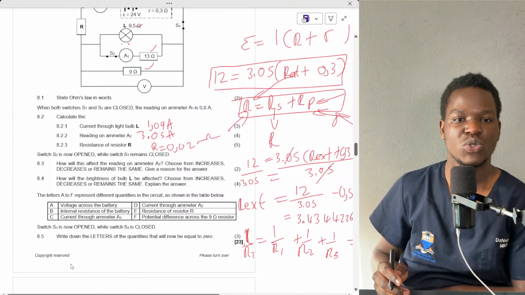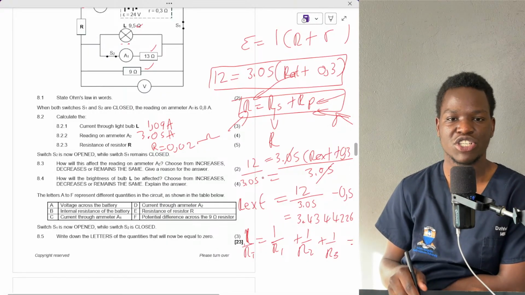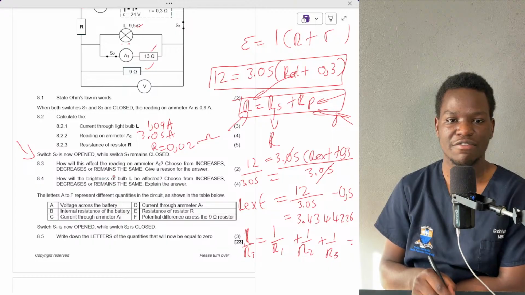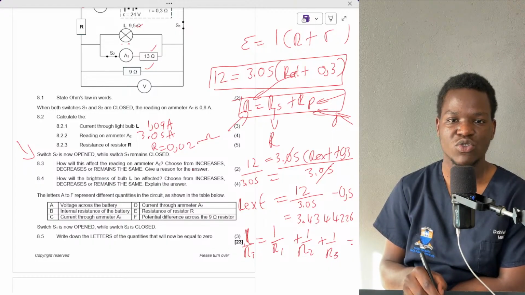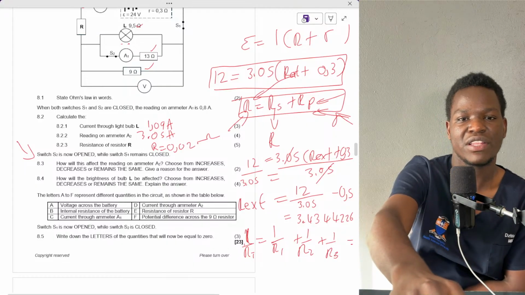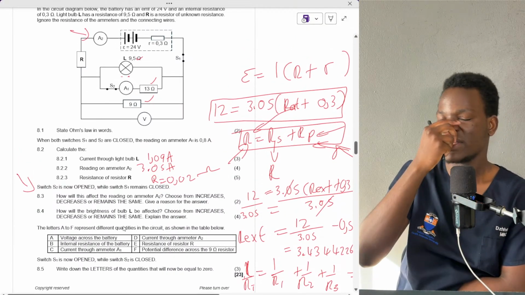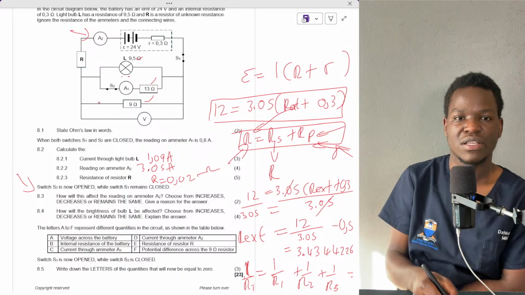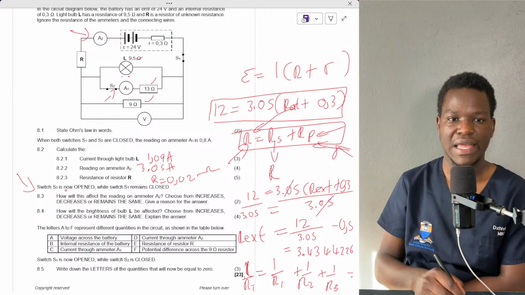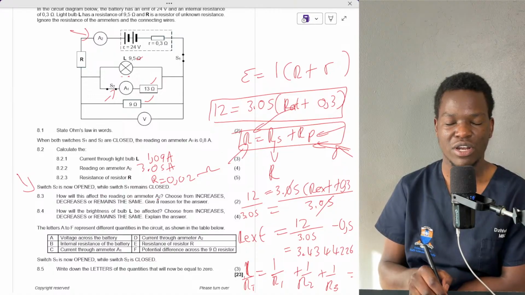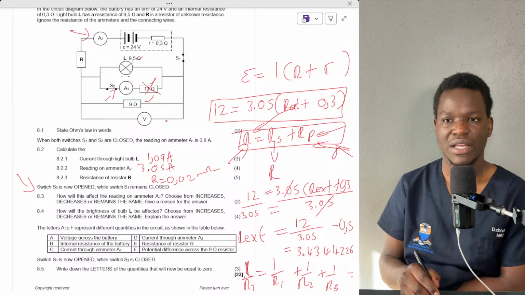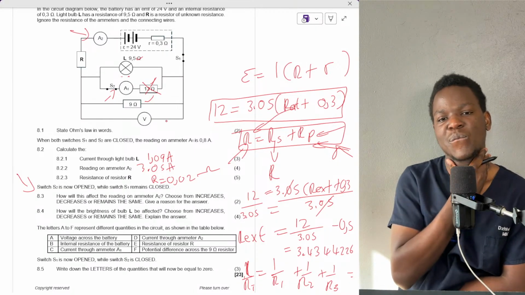Now when we continue, this is the question that we came here for. It says, how will this affect the reading of the ammeter A2? Choose increase, decrease, or stay the same. They say that now we have opened the switch. So now when the switch is opened, how will this affect the reading on A2? So this one won't work now. This resistor won't work.